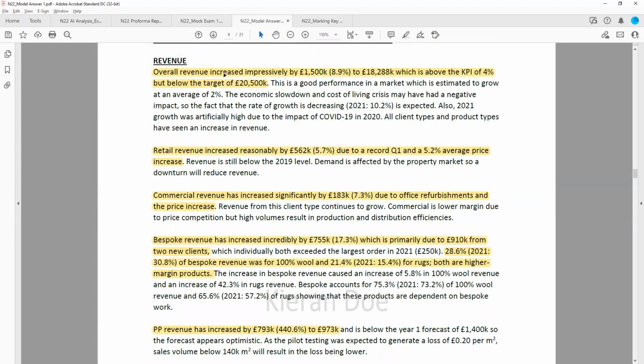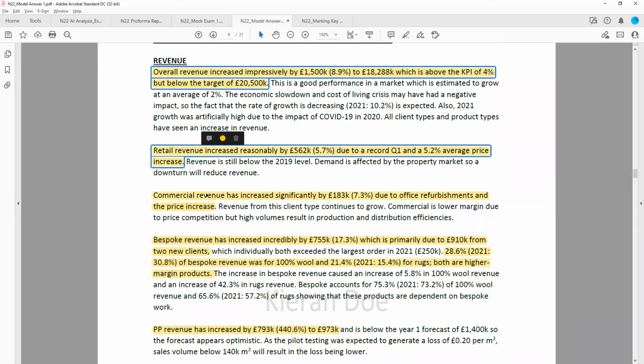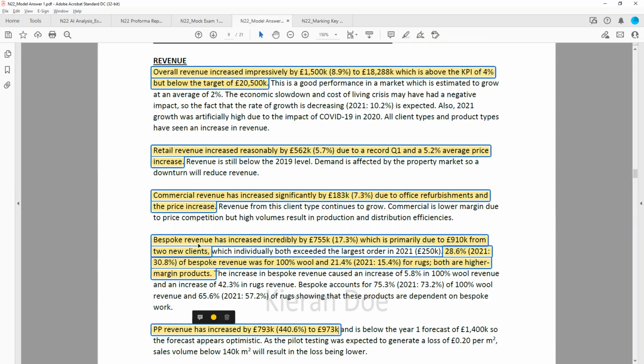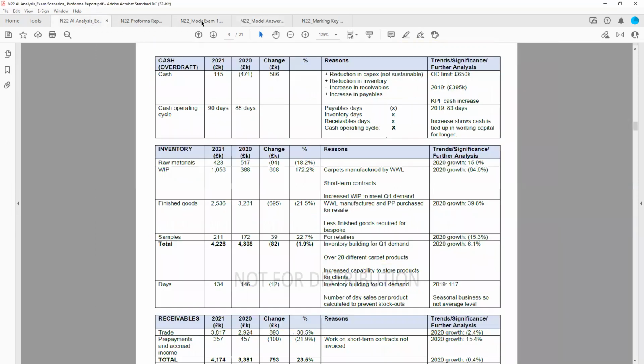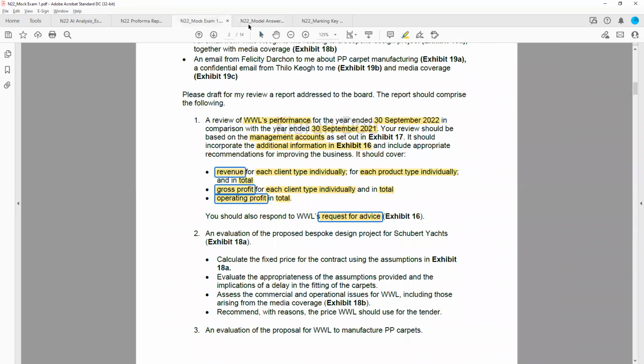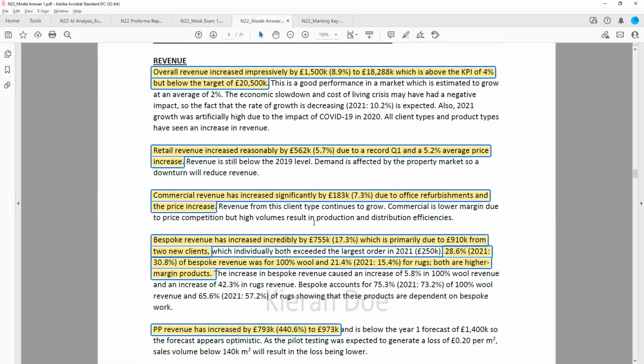So we've got a conclusion on overall revenue by client type and by product, like the examiners have asked for in the requirement. But we don't need all the detail we had, otherwise it's not a conclusion, it's just a complete repetition.